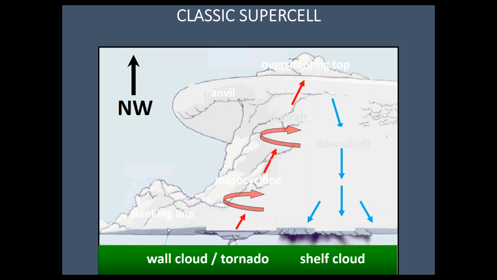But if you are looking at a supercell, if you're looking off to the northwest here, you're always going to have your updraft region generally clear, not much going on, but this is before a tornado develops, and then your downdraft region where you're going to have a lot of your precipitation.